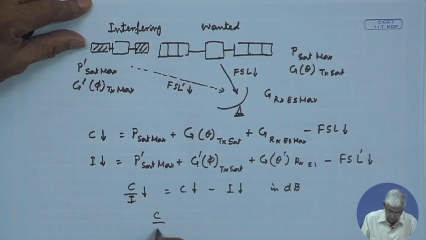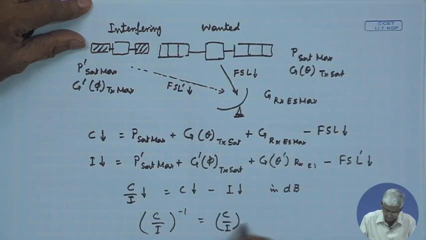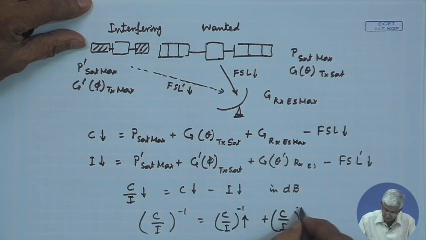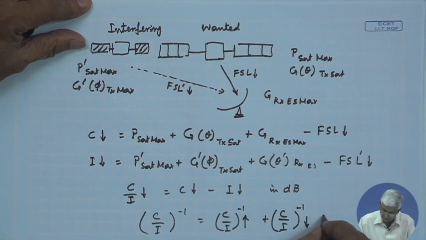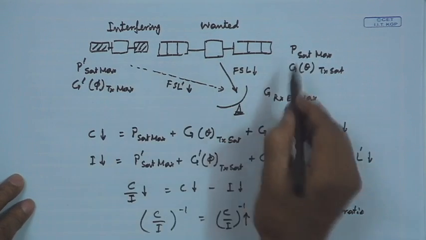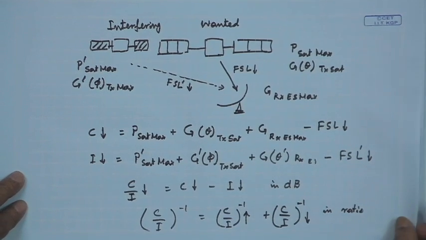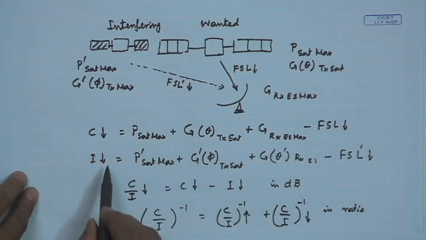So, C by I total is C by I uplink inverse and C by I downlink inverse. This is in ratio, and then you can convert back to dB. So, this is the basic calculation of the C by I, what you have done, what is really the amount of power which is interfering in the uplink and downlink and total C by I.